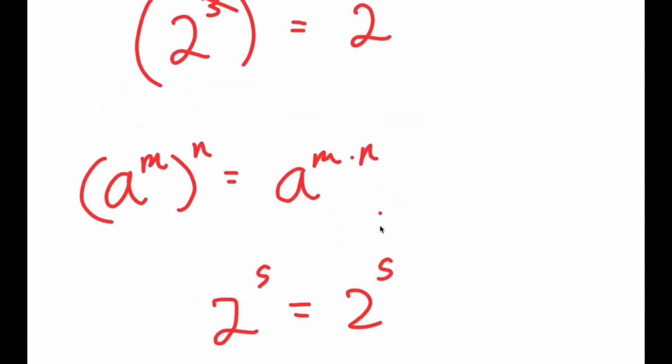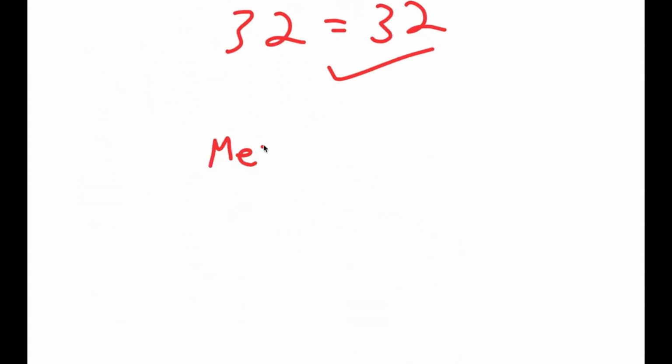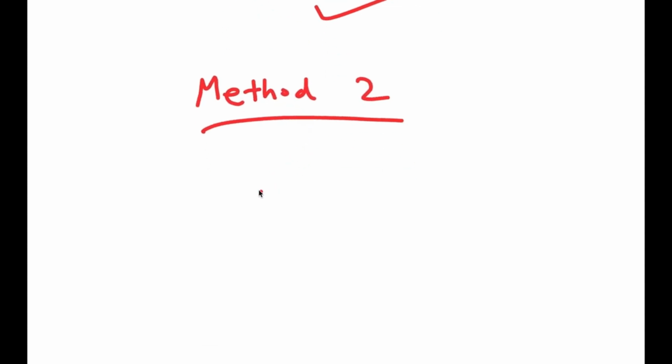This is right. Now, I also have a second method of solving this problem. For the second method, we have the same equation, 8 to the power of x is equal to 32, and this is a simpler method.